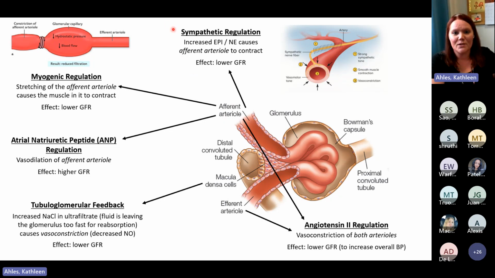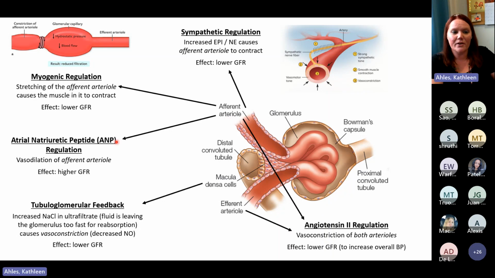So one of those methods is when the sympathetic nervous system kicks in. When the sympathetic nervous system, the fight or flight system, kicks in, that's going to cause this afferent arteriole to get smaller. Again, if we're in fight or flight, we do not need to be making as much urine, so we'll slow down glomerular filtration. When we contract that afferent arteriole, that's going to lead us to not make as much urine. So sympathetic regulation, again, changing that afferent arteriole.